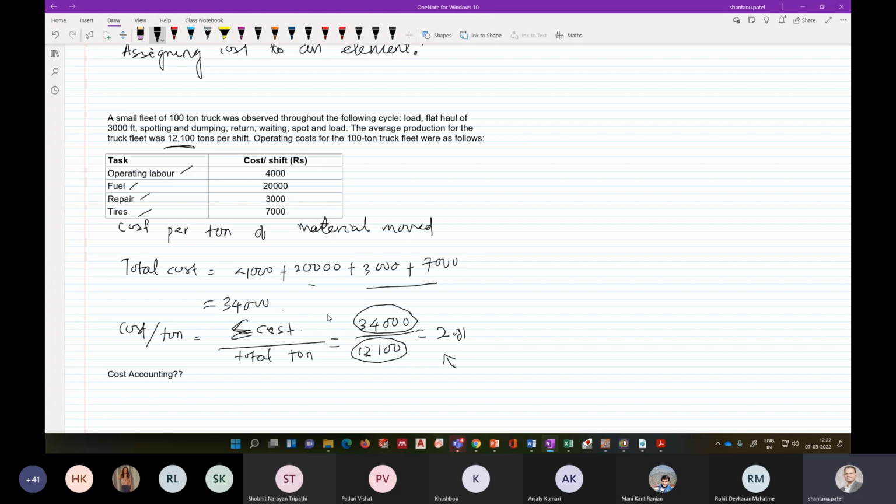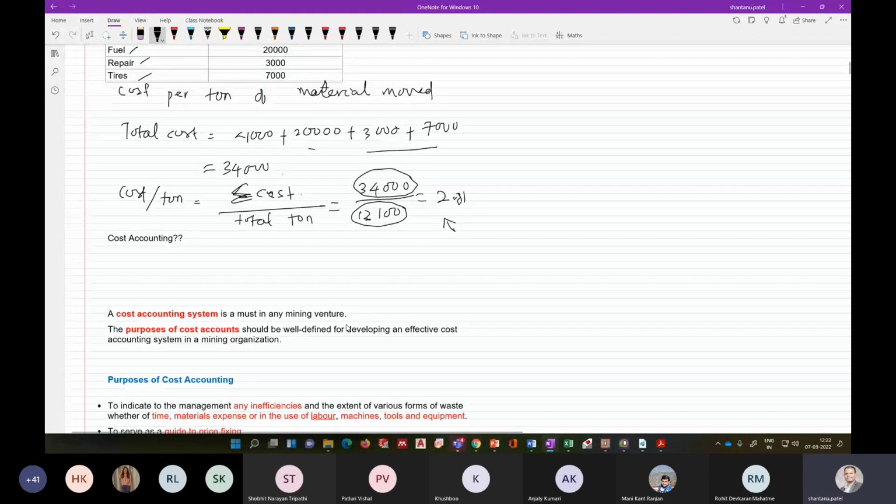So this is how we assign cost to a particular element, like if you just want to move some material. And what cost accounting is, is that we need to record the financial transactions. So this is a record of the financial transactions.